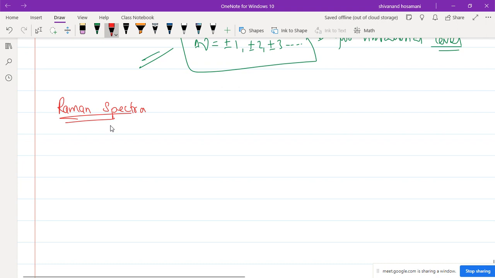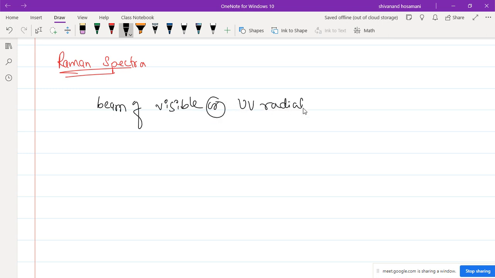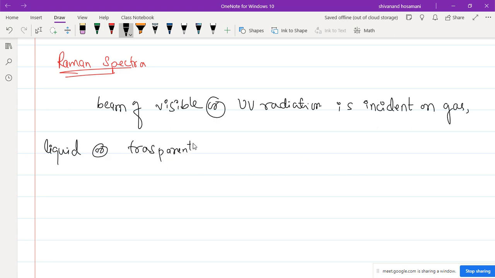When a beam of visible or UV radiation is incident on gas, liquid, or transparent solid, a fraction of radiation is scattered.